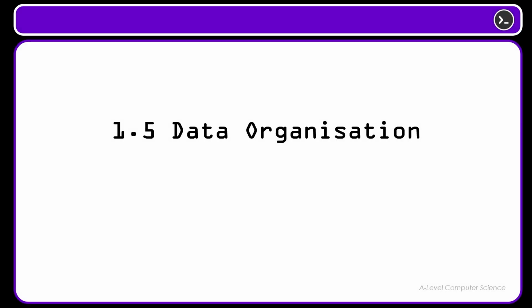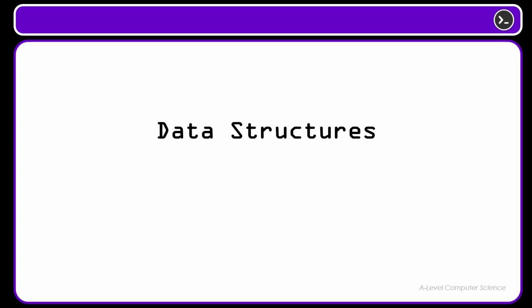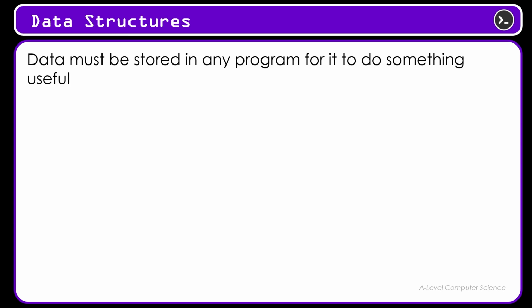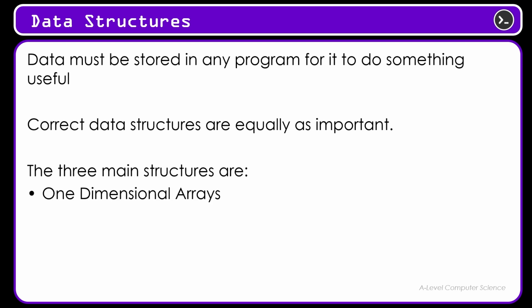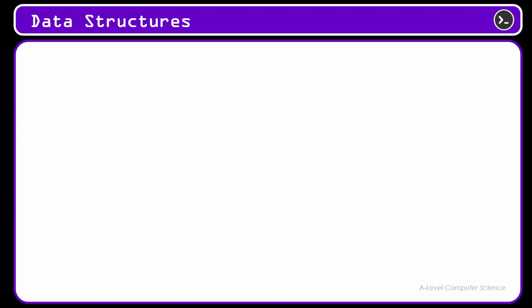In this video, we're going to cover 1.5 data organization. And this is split into two sections, data structures and file design. We're going to start with data structures, and data has to be stored in any program for it to do something useful, and correct data structures are equally as important as the correct data type. And the three main structures are one-dimensional arrays, two-dimensional arrays, and records.